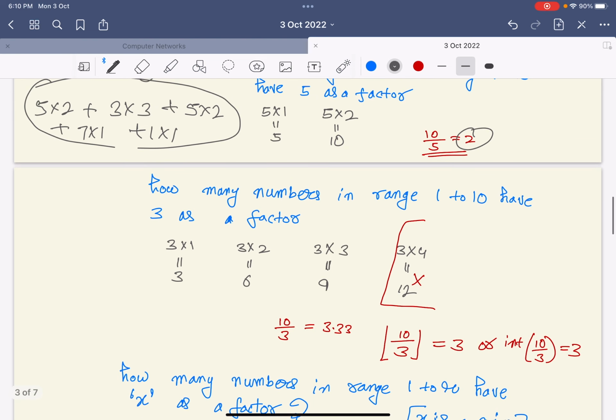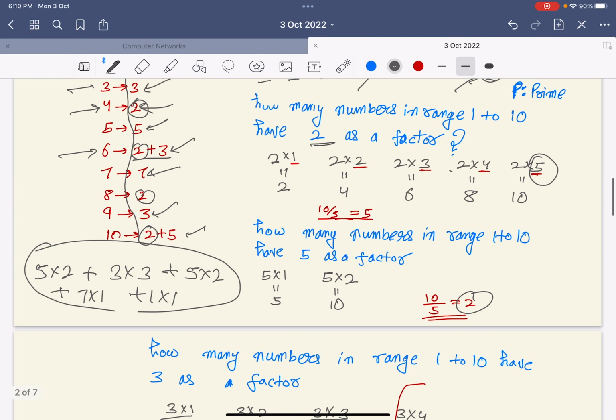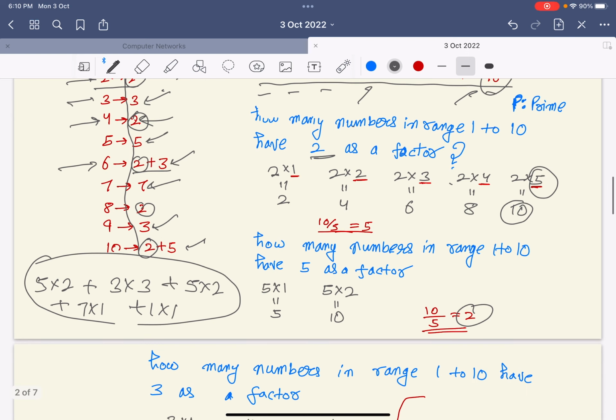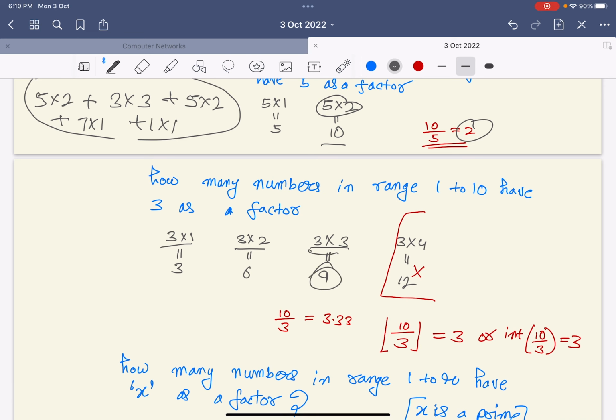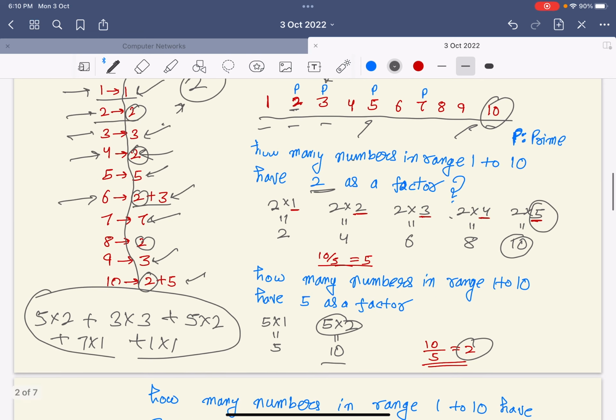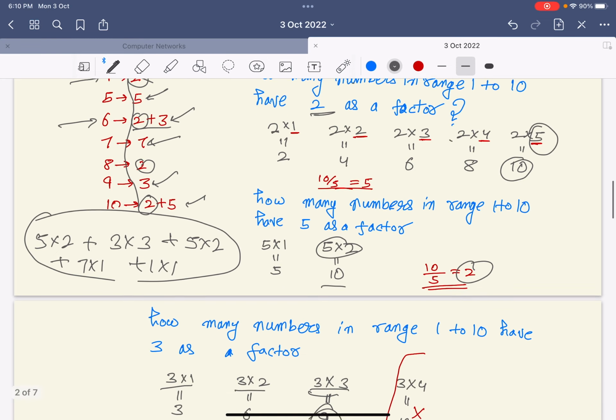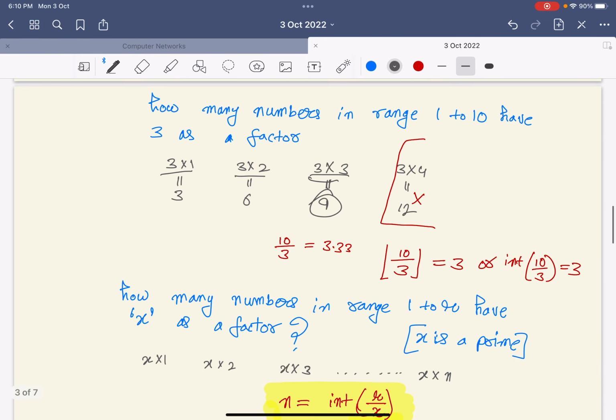So how are we finding that? If I consider 3 as well, 3 times 1 is existing, 3 times 2 existing, 3 times 3 existing, and so on. The upper number was 10, so 2 times 5 was 10, and 5 times 2 was 10. Here 3 times 3 is 9, and the last number was a product of 2 and 5, but not 3. If I divide 10 by 3, I get 3.3, and if I take its lower bound, that will be 3. So whatever number I have, I divide it by that prime number, and I get the occurrence of that prime number in the whole series.